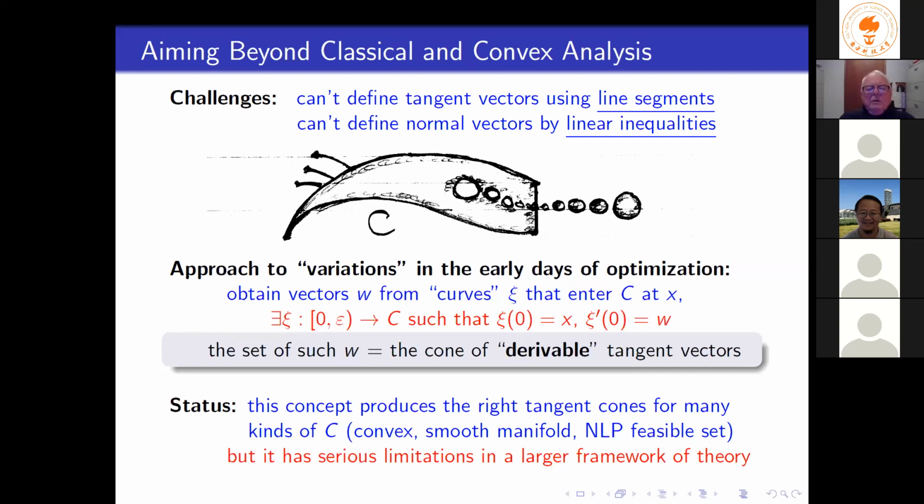So what might be our guideline? We can go to what people did in the early days of optimization with nonlinear programming. Like in classical differential geometry, they looked at curves based on some little interval that enter the set. So the whole curve is in the set C, and it starts at x and has this derivative w. Those vectors w are what are called derivable tangent vectors, but they're not good enough. You're not going to get any derivable tangent vector out of this. There's not going to be any curve that goes over, or also there are problems in this direction. Continuous curves aren't going to do it. We'll have to use something more. Even though this works for a lot of good sets, convex sets, smooth manifolds, nice sets defined by constraints, it's not going to work for general purposes.